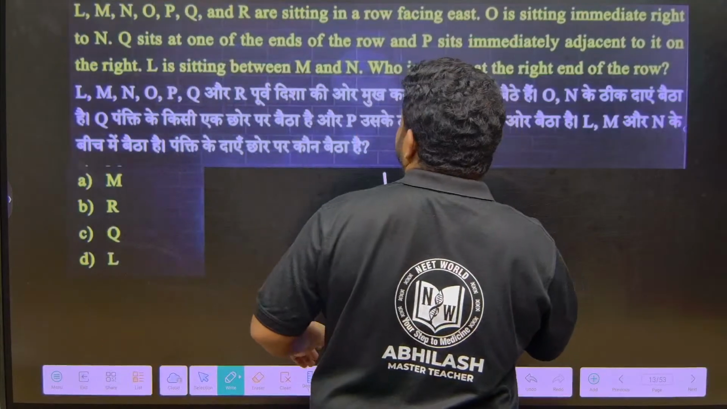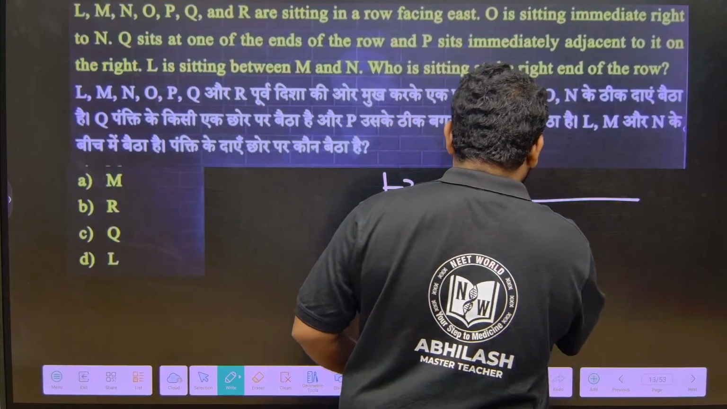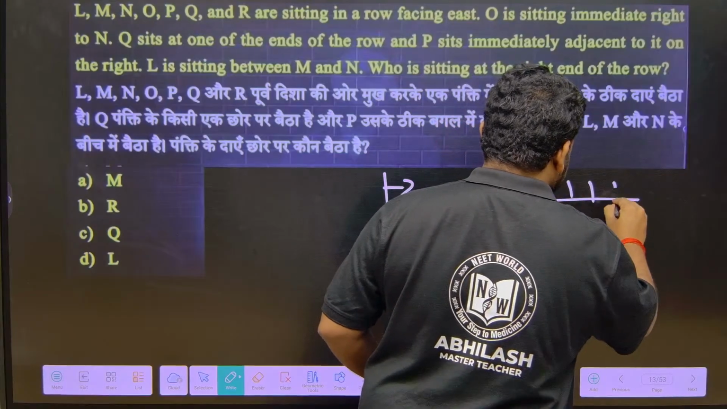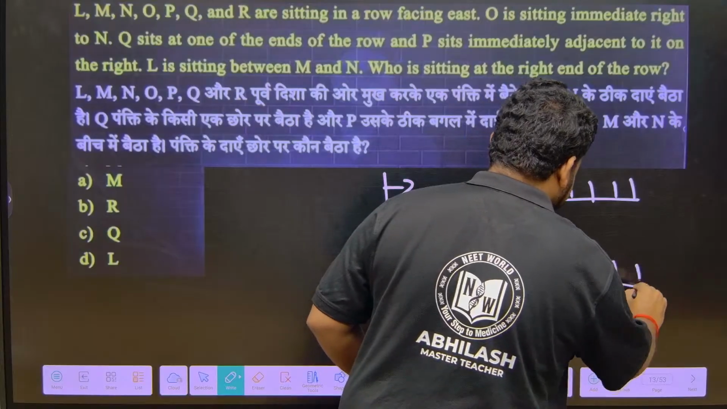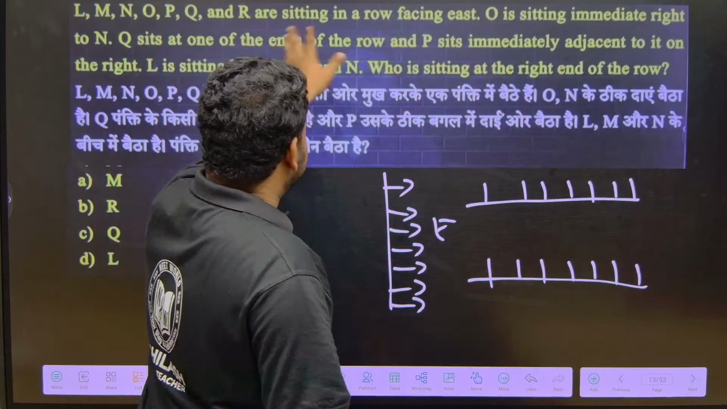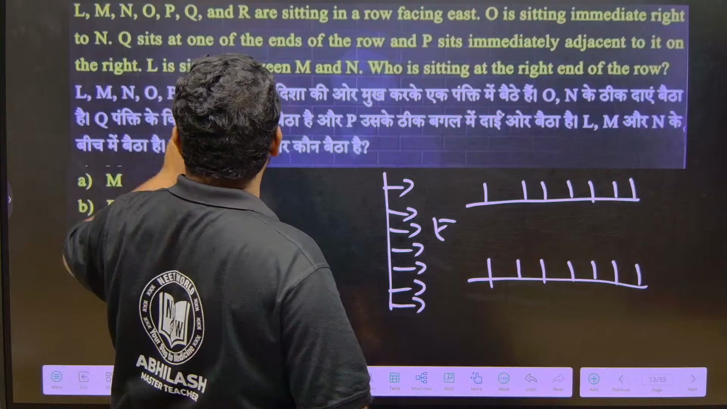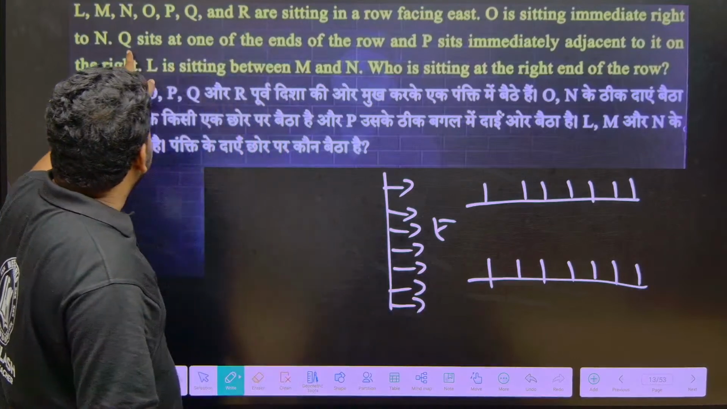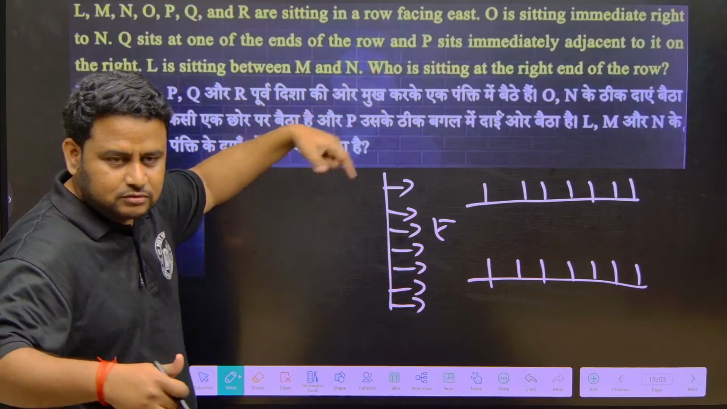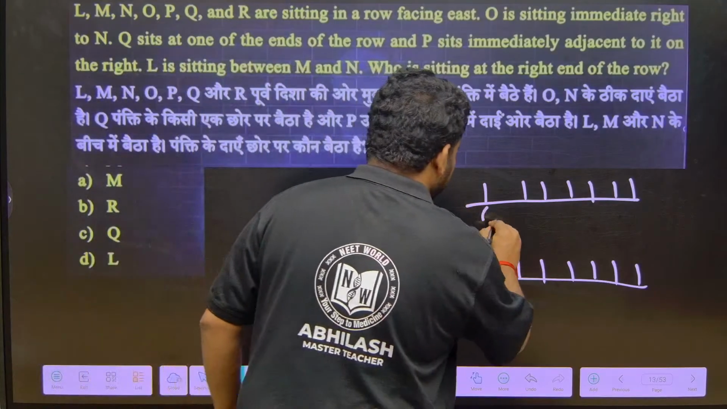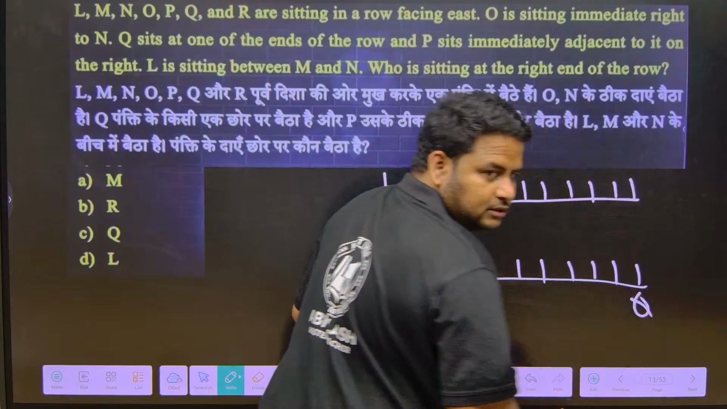So how many persons are there? 7 persons facing north. I will use two possibilities. 1, 2, 3, 4, 5, 6, 7. Okay. Who is sitting at the immediate right to N, that I cannot use. Q sits at one of the ends of the row. That is what I want. So this will be Q. I'll write Q here.